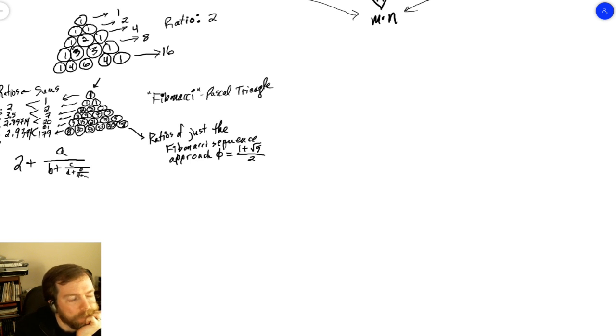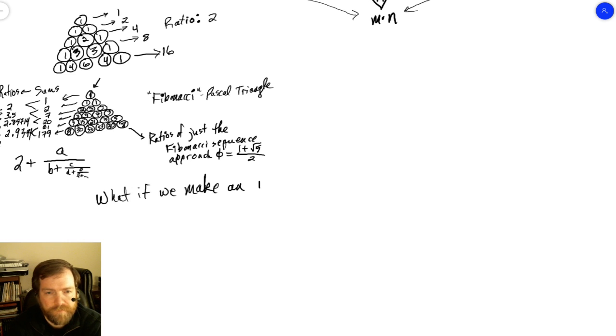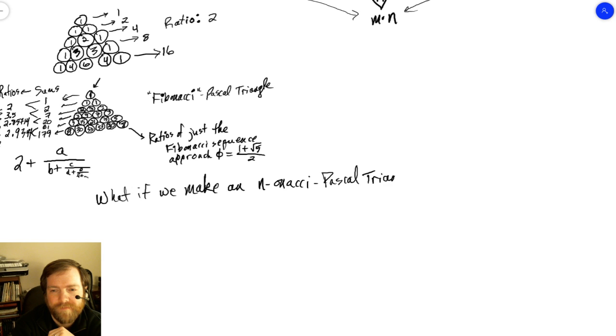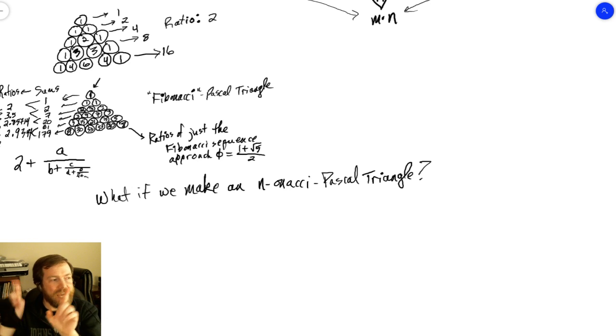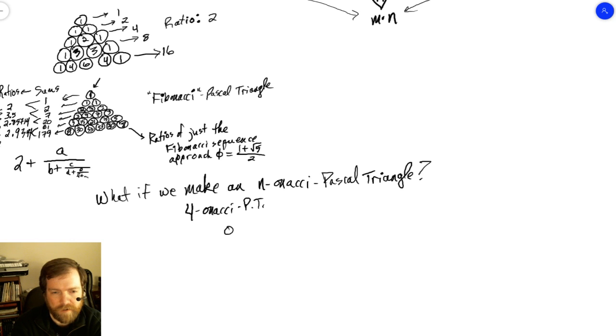And then at some point I was like, well, this is interesting. What happens if we make a Fibonacci Pascal triangle? So now we start thinking, we're going to sum up the previous n rows to get where we are in the entire triangle. So I said, the Fibonacci Pascal triangle is going to be, again, draw this out.